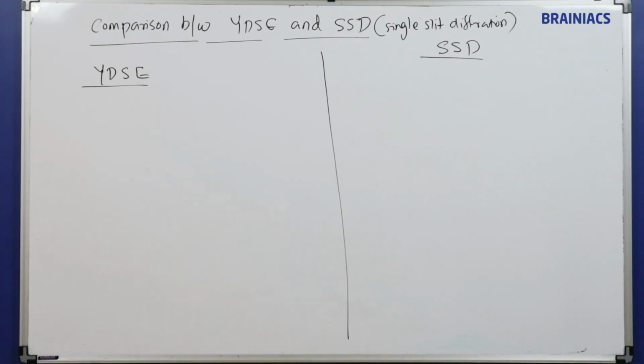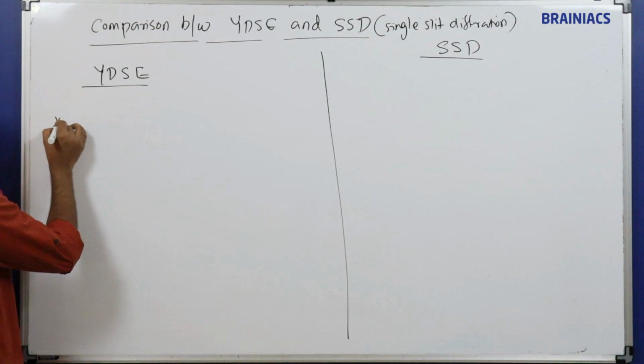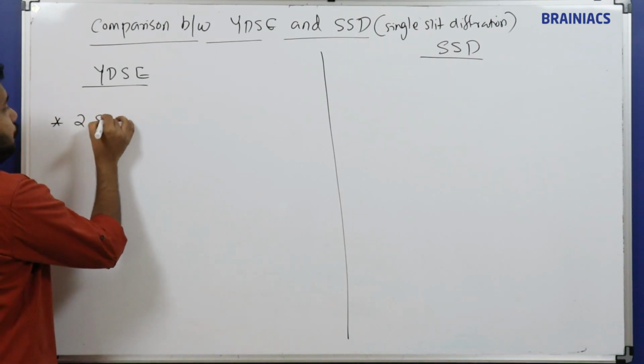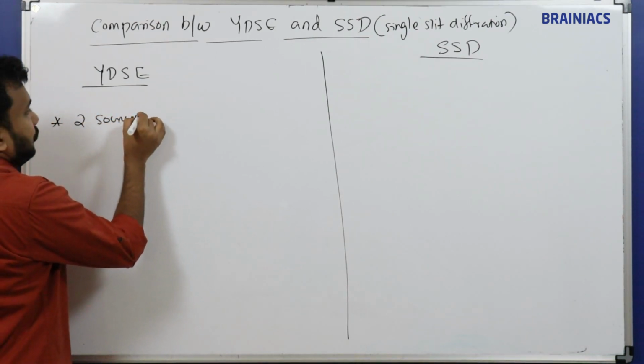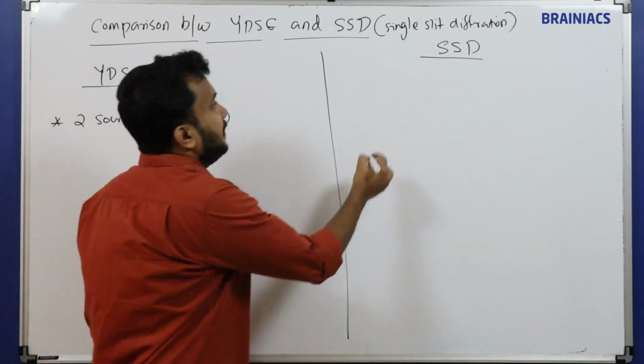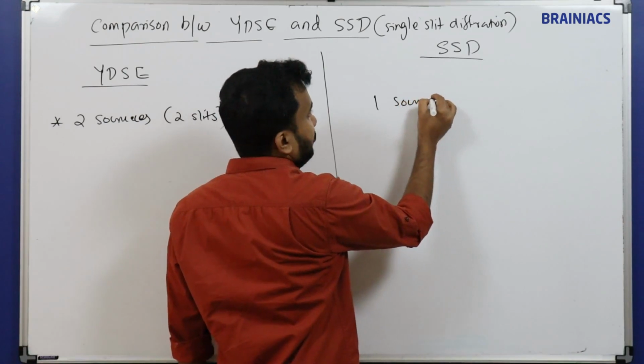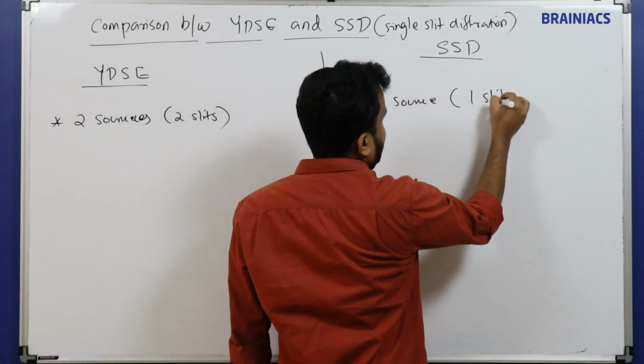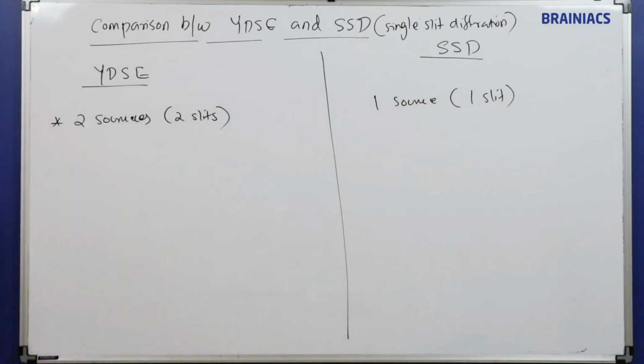Okay, so here how many sources will be there? 2 sources will be here, right? 2 sources, or I can say 2 slits. Here we have 1 source, or I can say 1 slit. That is one of the differences.